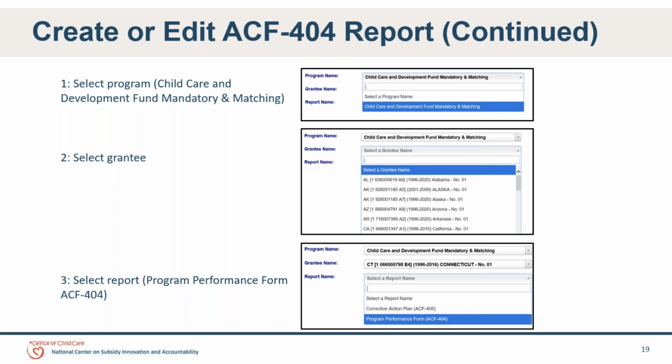If you do find that your state is showing up twice, please contact your regional office to make sure that you're selecting the right one. We don't want you to go under the wrong grantee, enter all your data, and then have to redo it again. And once you've selected the grantee, then the report name dropdown will show up, and you're going to select Program Performance Form, or ACF-404.